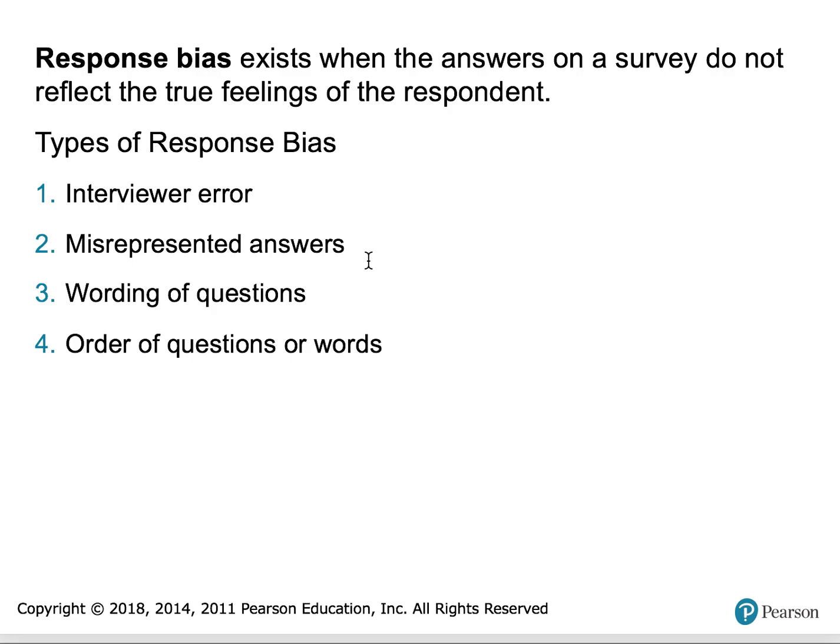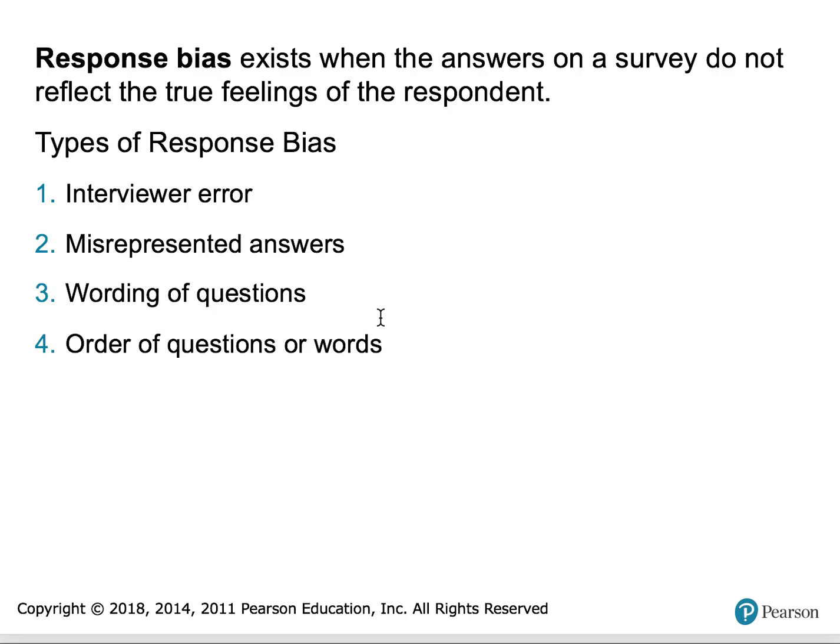Another type of response bias is misrepresented answers. Some survey questions result in responses that misrepresent facts or are just flat out lies. For example, if you want someone to self-report their salary or ask how many push-ups they can do in 1 minute, right? People might inflate a little bit.